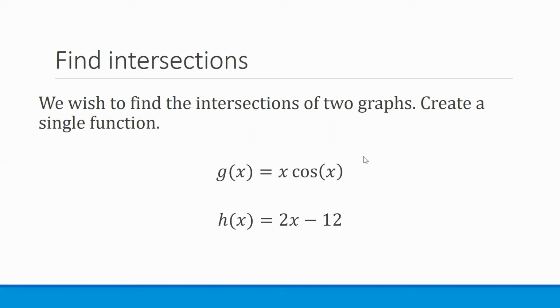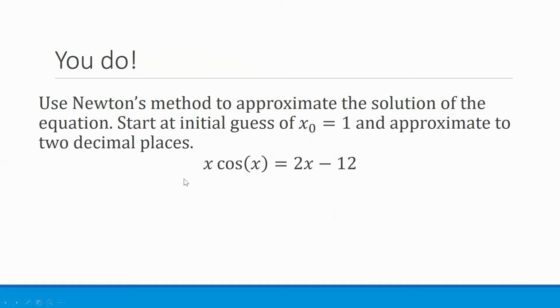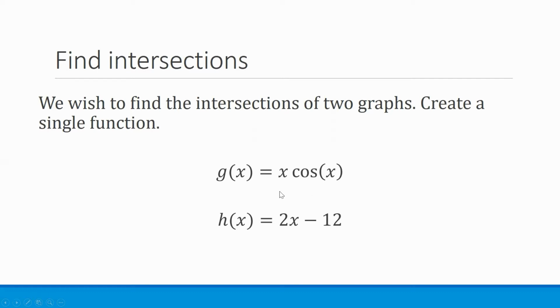x times cosine x and 2x minus 12. We used these same two expressions when we tried to find a solution for this, starting at a value of 1. Now, in order to find intersections, we'll create a single function, just like we did before. I'm not going to call it h because the h is already used here. I'll call it something else like f of x, and then look for the roots.